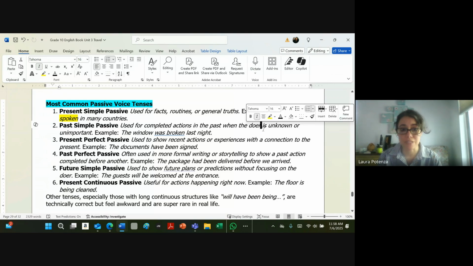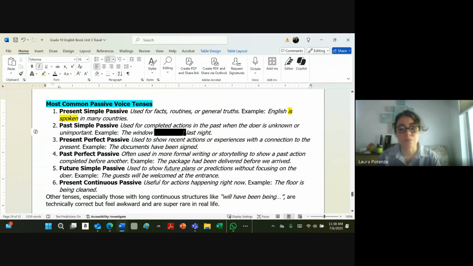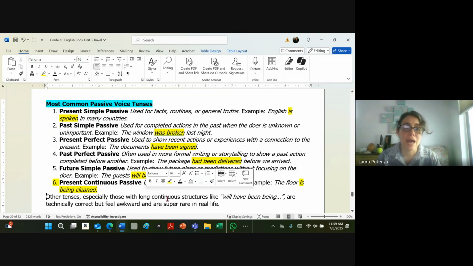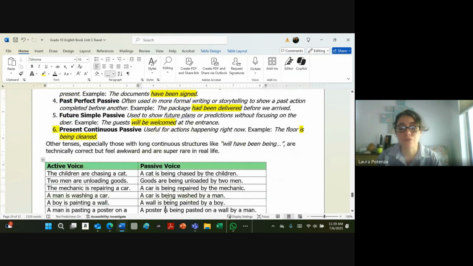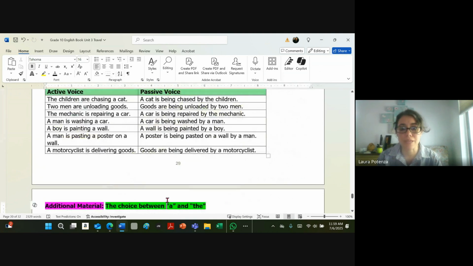Past perfect passive is often used in more formal writing or storytelling to show a past action completed before another. Example, the package had been delivered before we arrived. Future simple passive is used to show future plans or predictions without focusing on the doer. Example, the guests will be welcomed at the entrance. Then you have present continuous passive, useful for actions happening right at this moment.